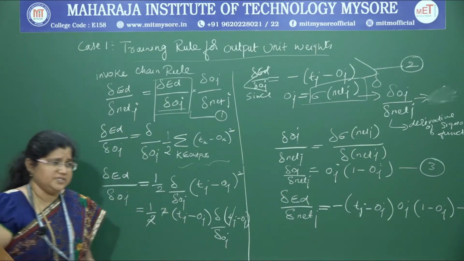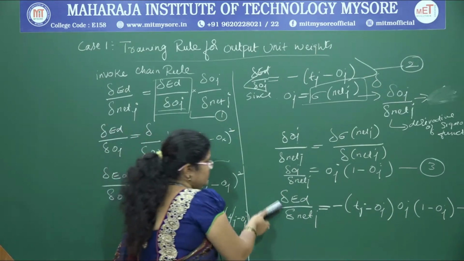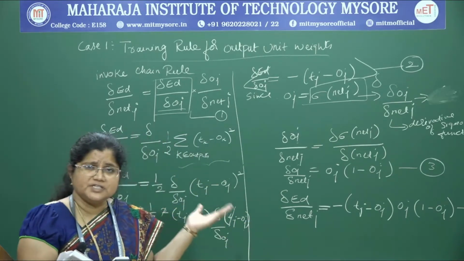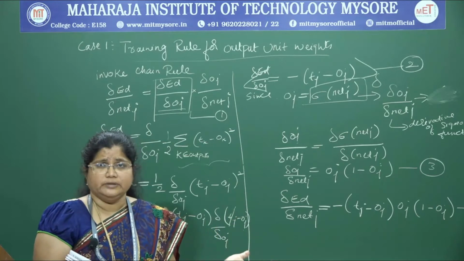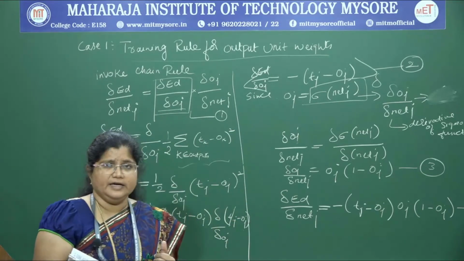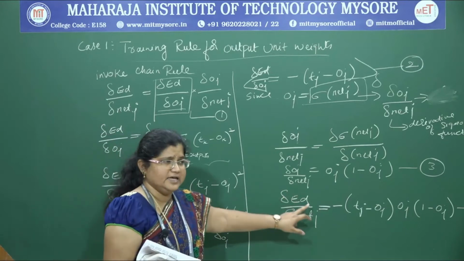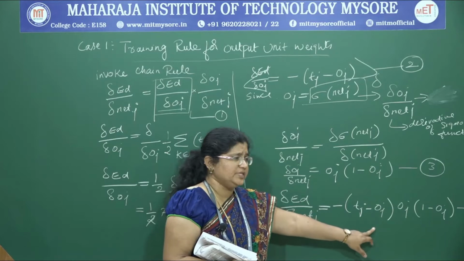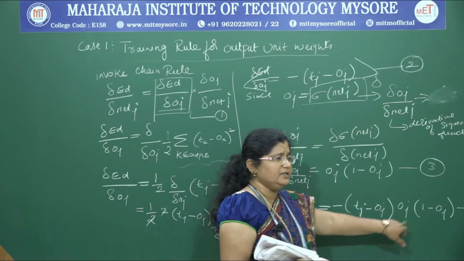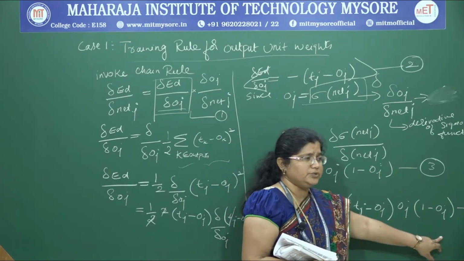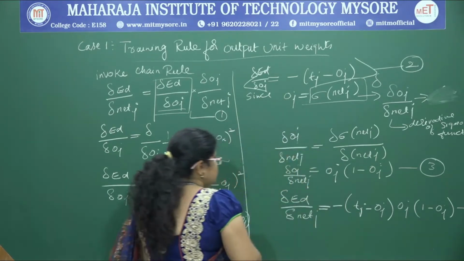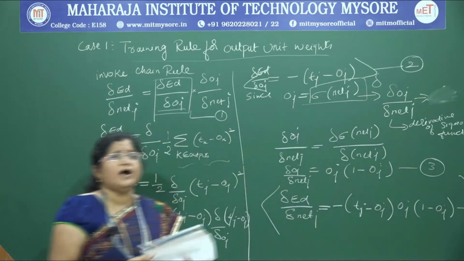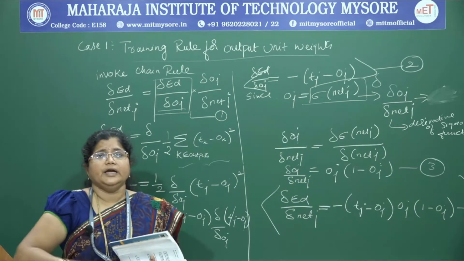Now the next step is, using this rate of change of error with respect to the net output, we have obtained the error Ed, which is minus (Tj minus Oj) multiplied with Oj, multiplied with (1 minus Oj). So now substitute this fourth equation to find the updated weight.